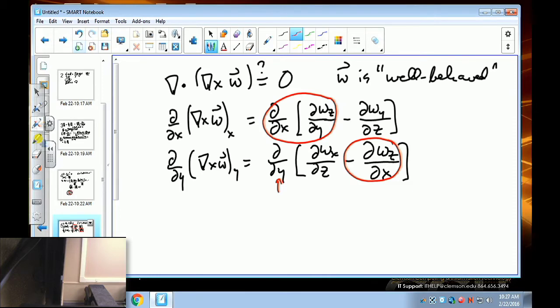And again, that says if you have a circulating function, then it's not going to diverge. Remember, this is reinforcing what we learned from the Helmholtz theorem, that I can decompose fields into a part that diverges and a part that doesn't curl.